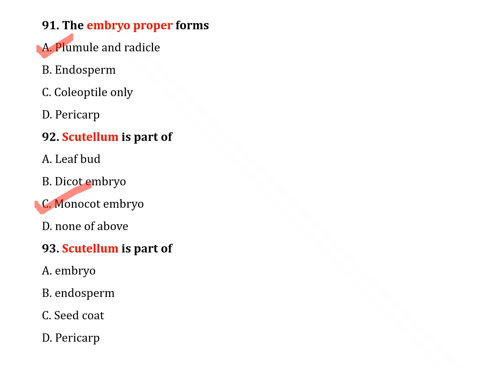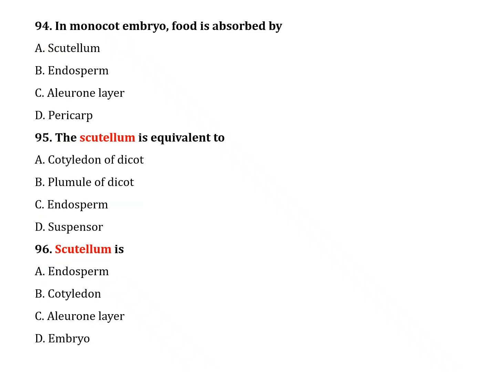The next question, number 93. Scutellum is a part of: option A, embryo; option B, endosperm; option C, seed coat; option D, pericarp. Correct answer is option A, embryo. The next question, number 94. In monocot embryo, food is absorbed by: option A, scutellum; option B, endosperm; option C, aleurone layer; option D, pericarp. Correct answer is option A, scutellum. The next question, number 95. The scutellum is equivalent to: option A, cotyledon of dicot; option B, plumule of dicot; option C, endosperm; option D, suspensor. Correct answer is option A, cotyledon of dicot.